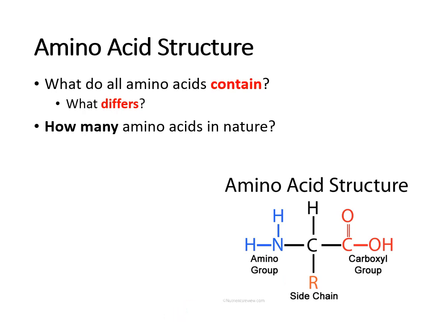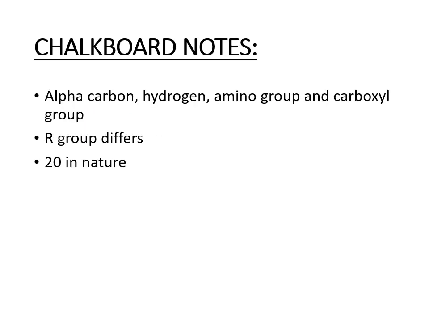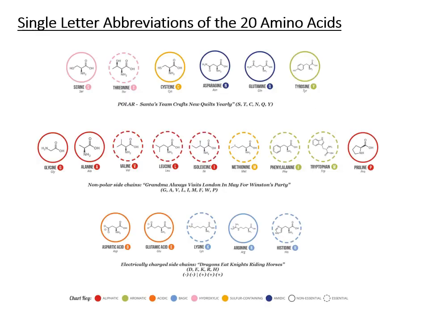Now, when we talk about amino acids, keep in mind there are 20 amino acids in nature. And here we have those 20. I know it's a little tough to see on this slide. I then, on the next slides, have additional pictures to help you visualize. I just wanted you to be able to see the individual letter abbreviations.